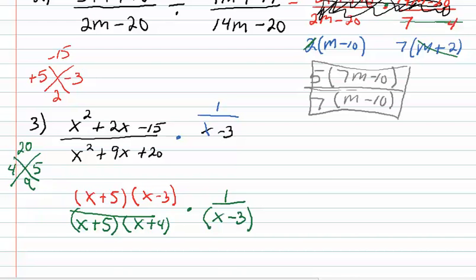Okay, now we're going to look to see what we can cancel. Well, let me see. As I look here, x plus 5, those can cancel. x minus 3, those can cancel. At the top I have a 1 left. At the bottom I have an x plus 4. And that right here is my answer.